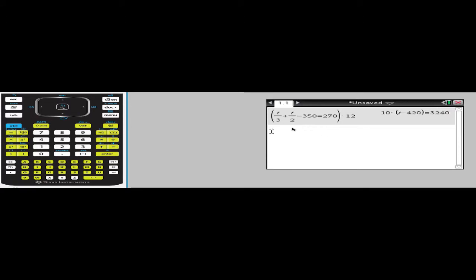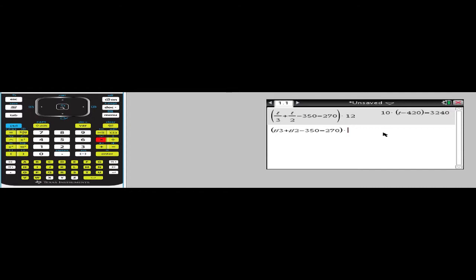Again, we start with open parentheses. We put in our t divided by 3 plus t divided by 2 minus 350. No, we don't close parentheses yet. We make it equal to 270. And we close the parentheses. And now we're going to multiply it by something. So try something that you think would be good. I would say I'm going to try 36. Maybe.